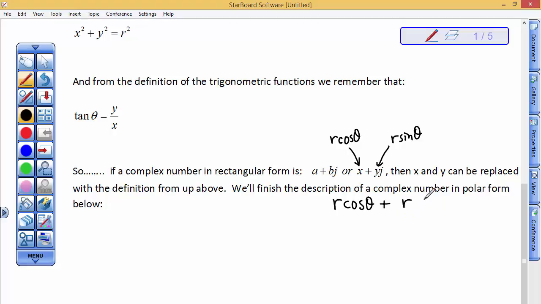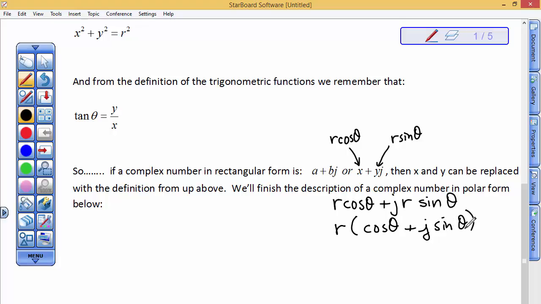Actually, I'll put the j in front here now. This j times r times sine theta. And then see how both of these have an r in them? I'm going to factor that r out. And then I can write this as r times the cosine of theta plus j times the sine of theta. We always put the j in front to not get it mixed up with the symbol theta, because sine theta is one factor, if you will. It's j times the sine of some angle.